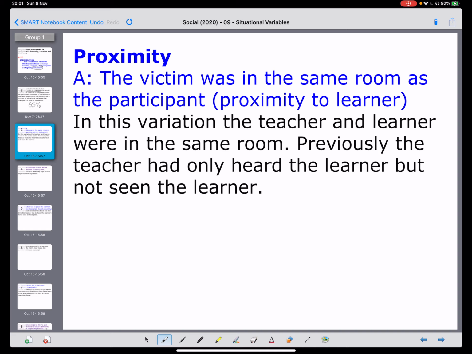Now, the first one would be proximity to the learner. The experiment is going to run the same, except that instead of having the victim next door, they're going to be in the same room. Of course, the Mr. Wallace character is going to have to act this entire time, and Milgram's going to make a decision as to what is obedience and what isn't obedience. In this case, I think all of us know the answer: we're probably less likely to want to hurt somebody when we can see the distress on their face.